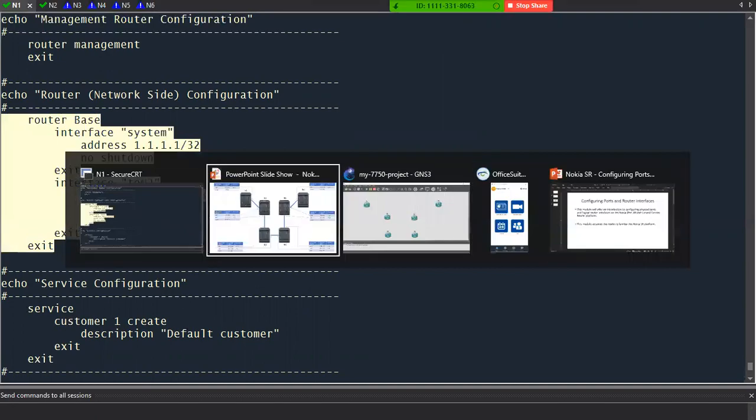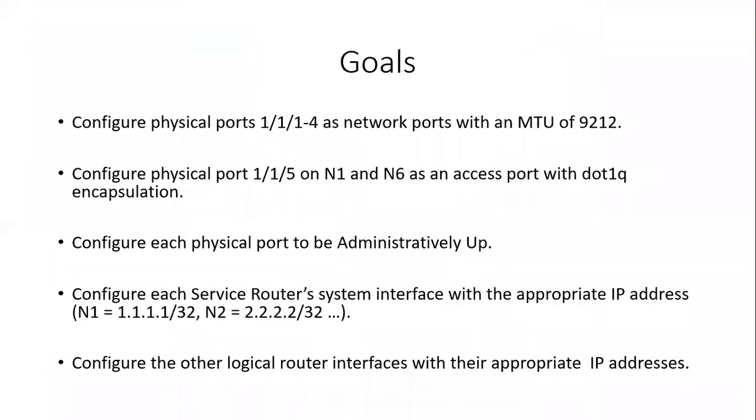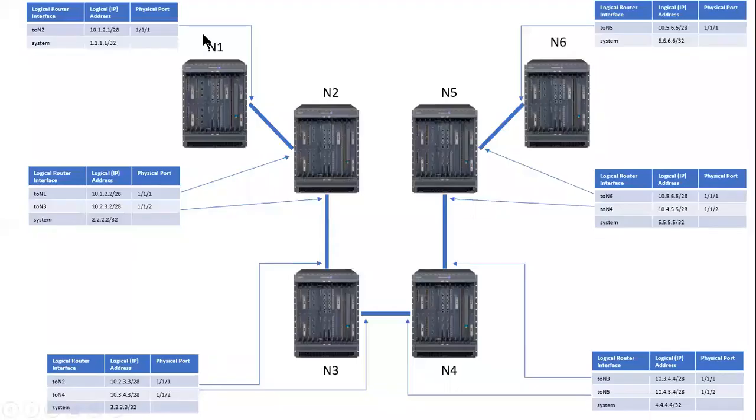So at this point, let's take a look at our goals. Configure each service router system interface with the appropriate IP address. We've done that for N1. We're going to continue that for the other service routers and configure the other logical router interfaces with their appropriate IP addresses. Again, we've done that for N1, the interface to N2, and we're going to do that for the other ones as well.